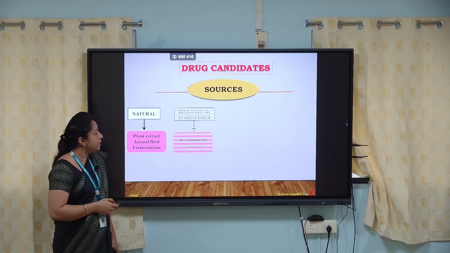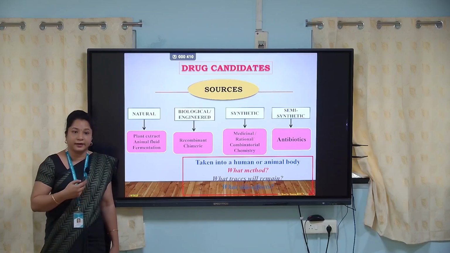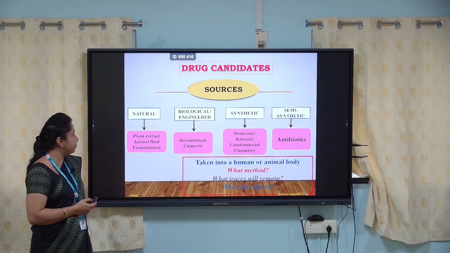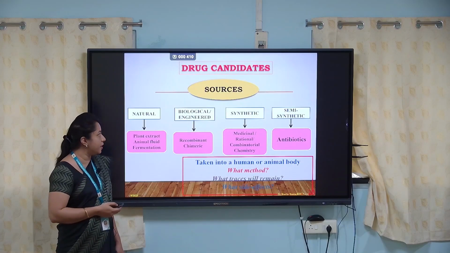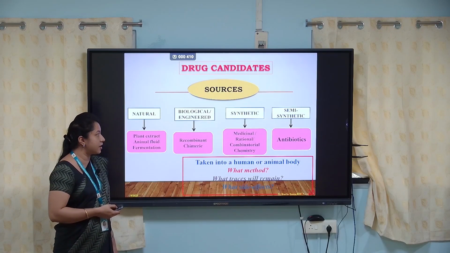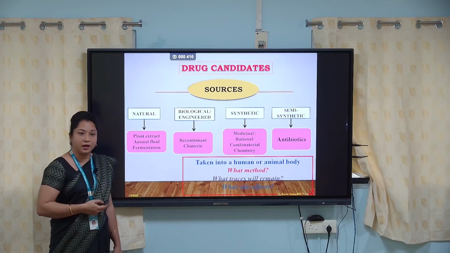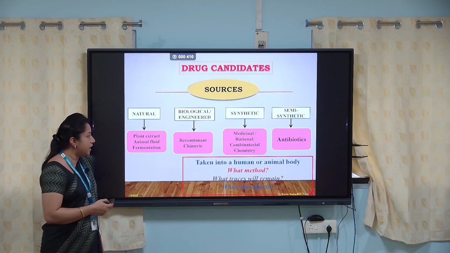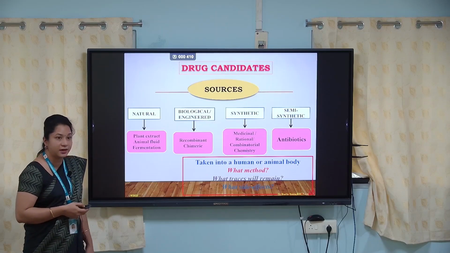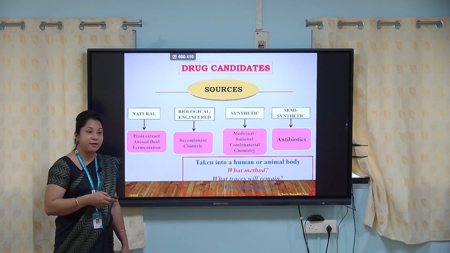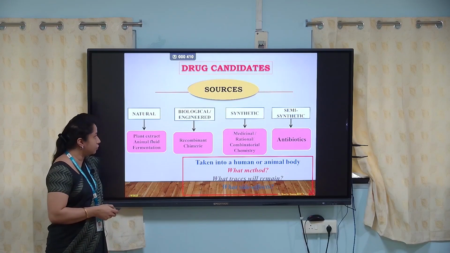So from where do we obtain the drug candidates? Through natural sources, that is from plant extracts or animals, biological engineering through recombinant technology, synthetic, that is combinatorial chemistry, by synthesizing the drug, and we can also source the drug from semi-synthetic routes like antibiotics. So when taken into a human or an animal, what method and what traces will remain, and whether it has any side effects or not, can be checked with the help of computational tools.